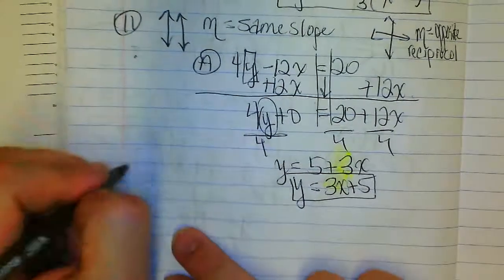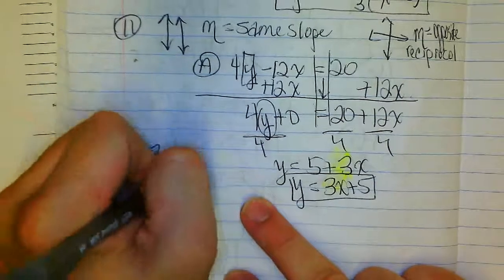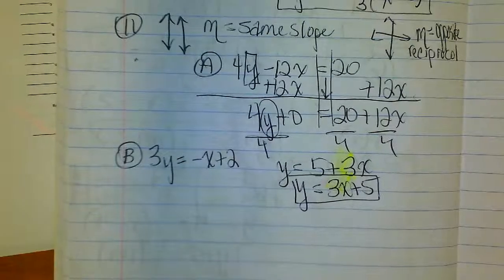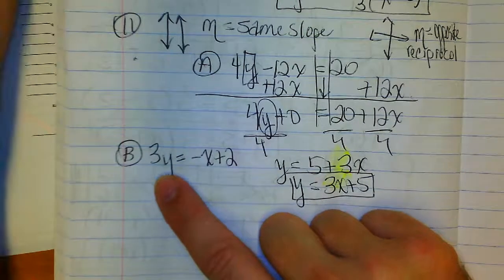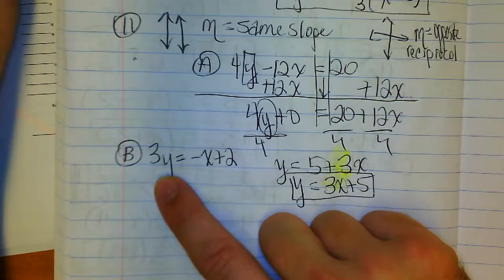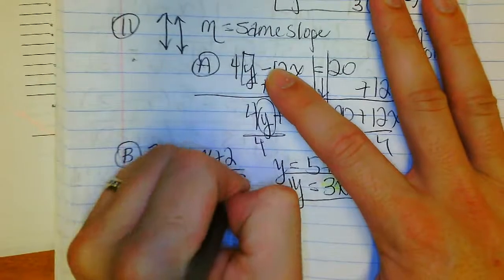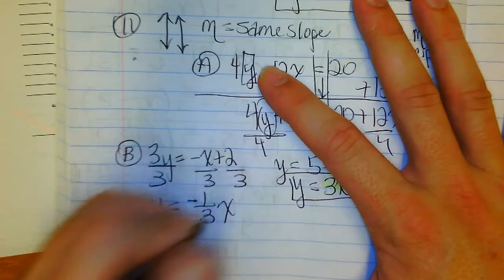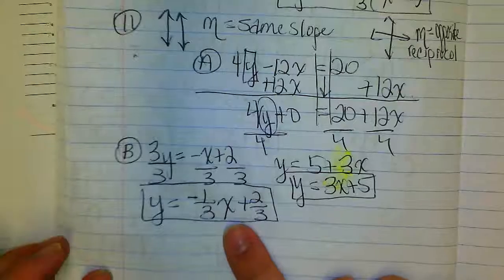Ok, línea B. Línea B dice 3y equals negative x plus 2. We're almost done with this review, guys. What step could I take here to solve this one out? Divide by 3. Y equals negative 1 over 3x plus 2/3. There's line B.